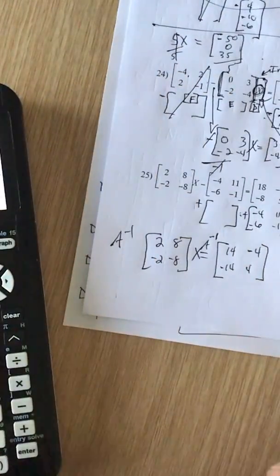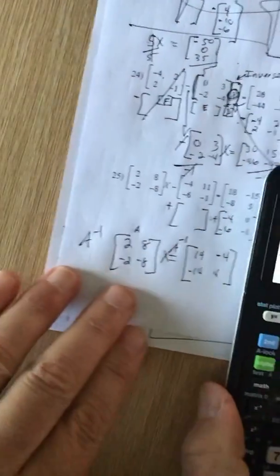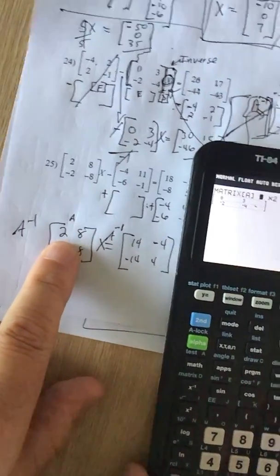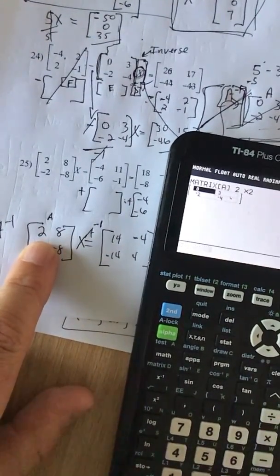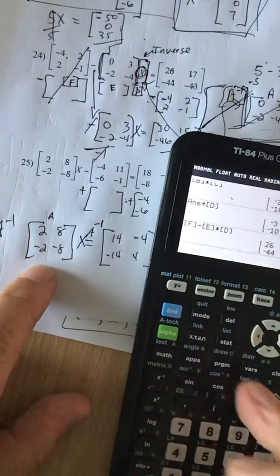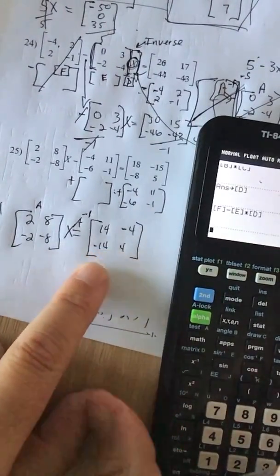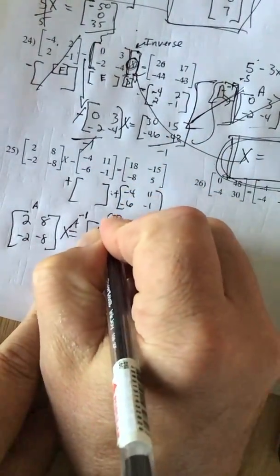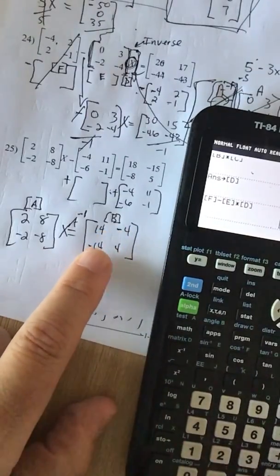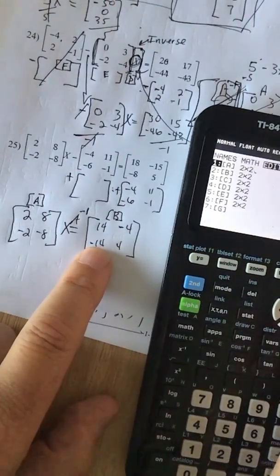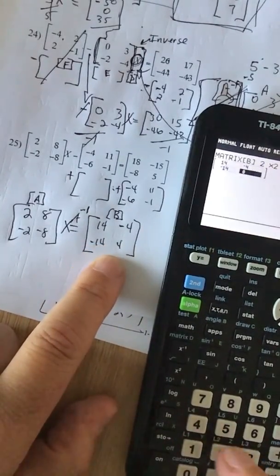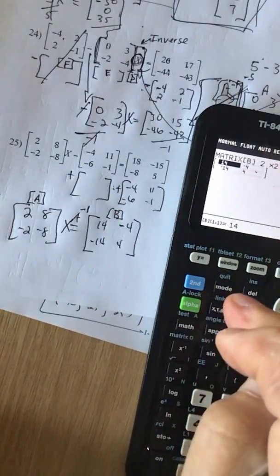And then I'll multiply it over here times this one. Okay, I'm going to put this one in A. It's a 2 by 2. 2, 8, negative 2, negative 8. Okay, got it in. I'm going to put this one in B. Okay, so second matrix, B. 2 by 2. It's 14, negative 4, negative 14, and 4.